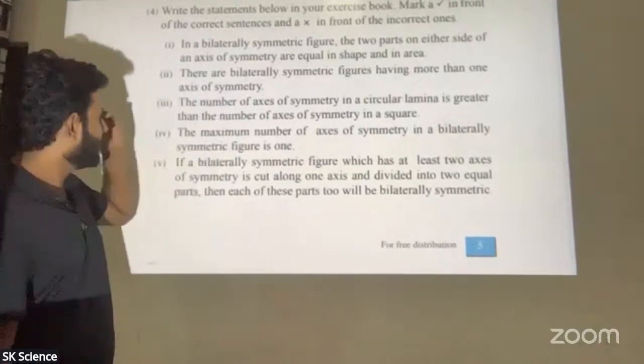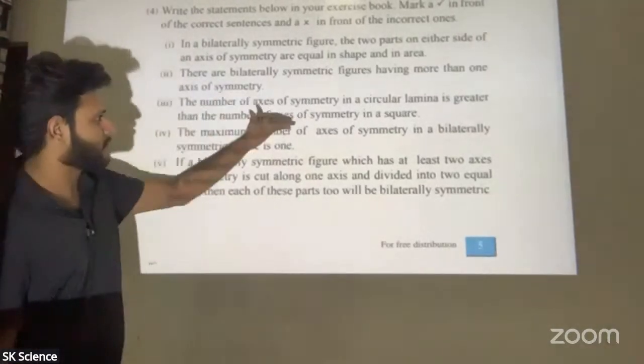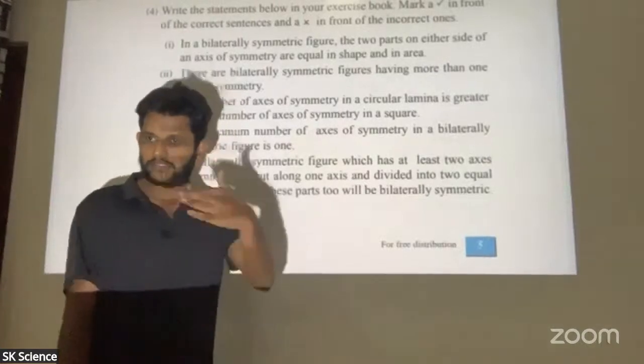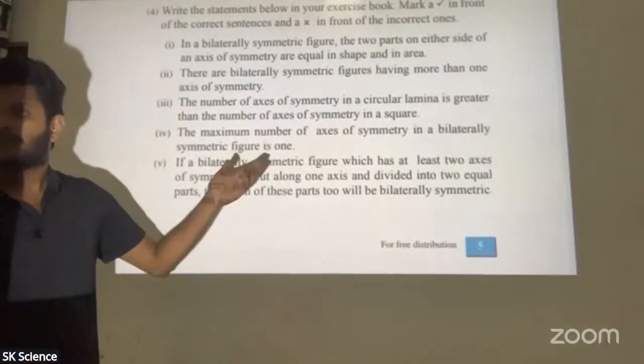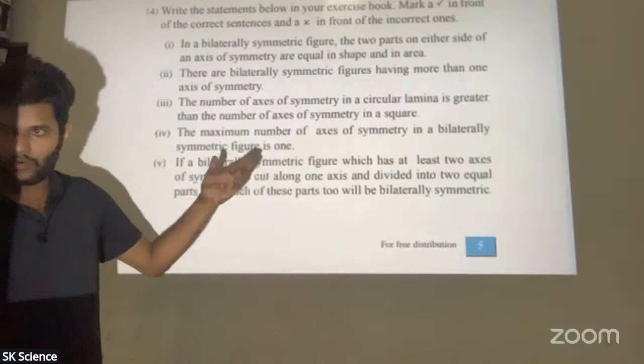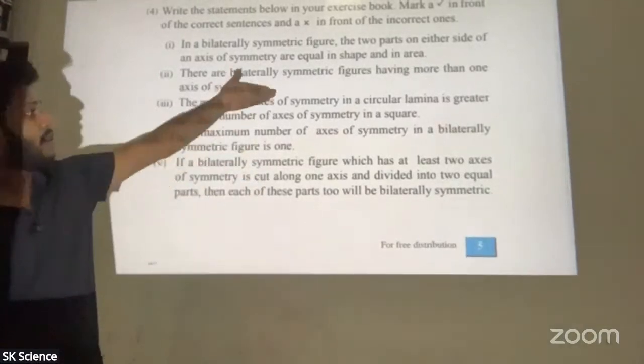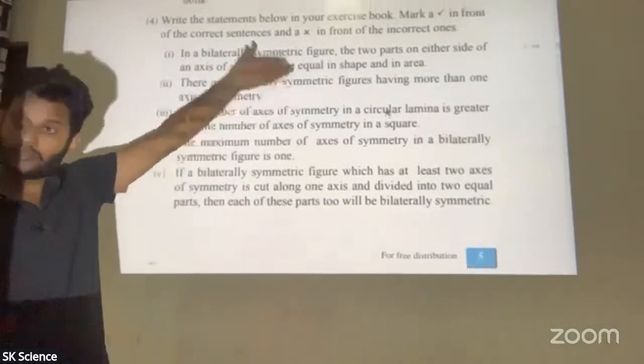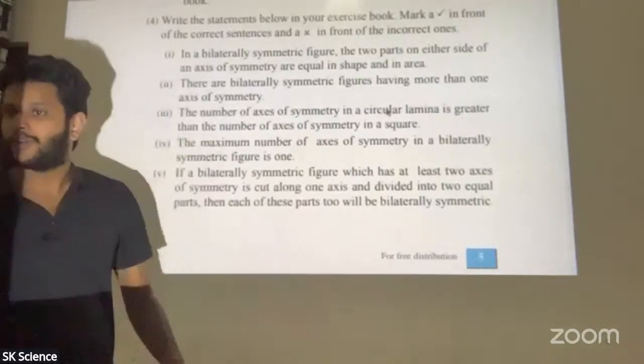Three: the number of axes of symmetry in a circular lamina is greater than the number of axes of symmetry in a square. Yes, it is correct. The square has only 4, right? But a circular lamina has hundreds of thousands, millions and billions of them. We can draw many.